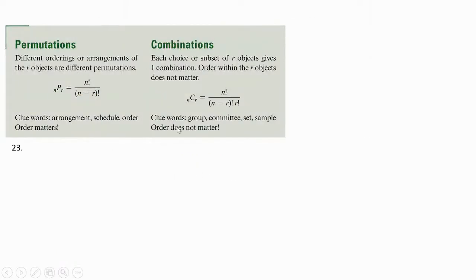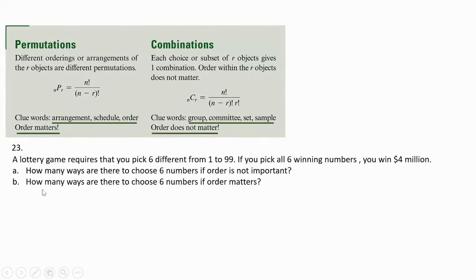Now comes permutation and combinations. So these are the key words or the clue words for permutations, and here are the clue words for combinations. So it says here, a lottery game requires that you pick 6 different numbers from 1 to 99. If you pick all 6 winning numbers, you win $4 million. How many ways are there to choose 6 numbers if order is not important?